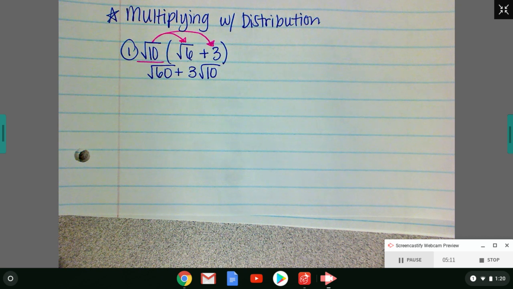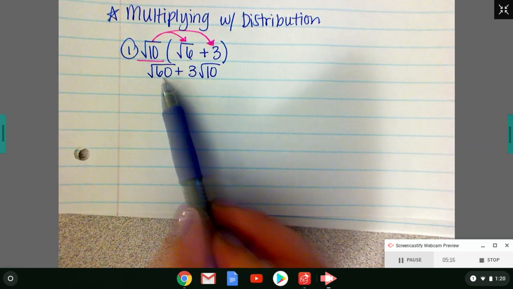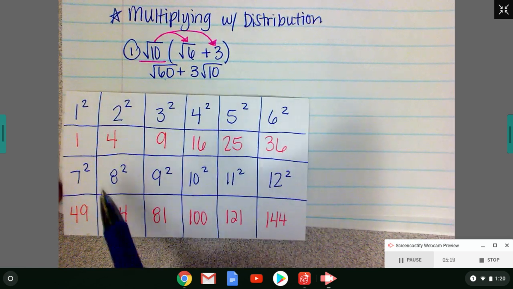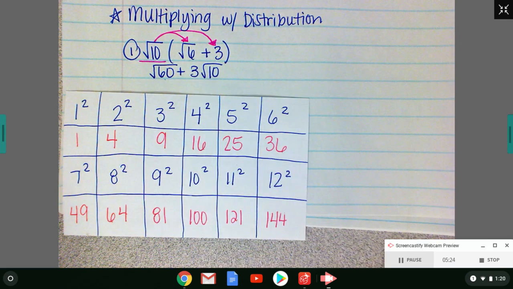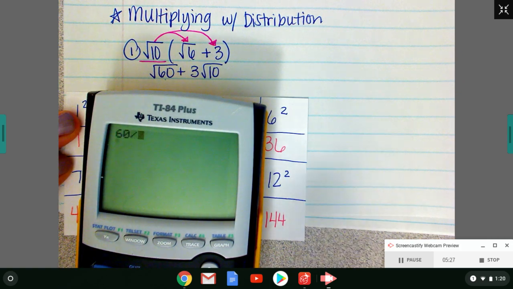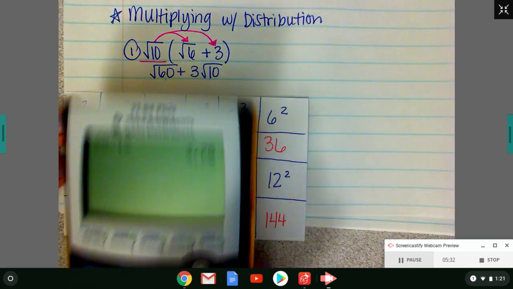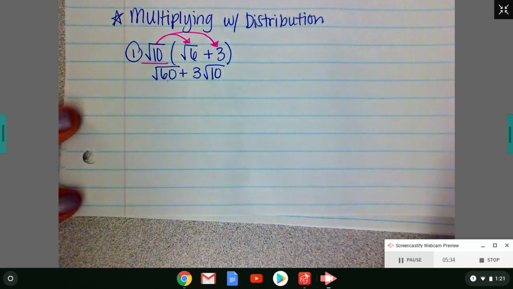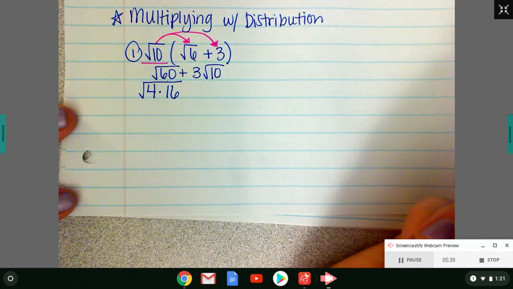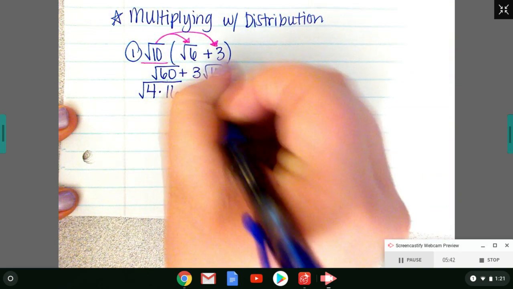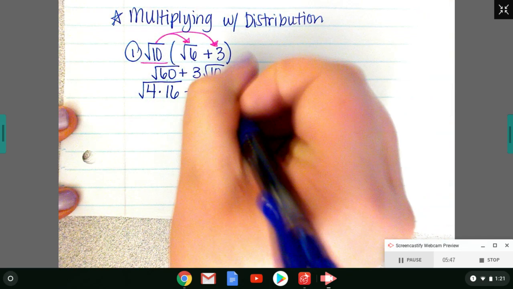The last thing to check is if anything can get simplified. Let's look at our 60 and see if anything perfect fits into it. Let's kind of think through our list. 49, too big. 36, too big. 25 doesn't fit. 16, does 16 fit? Let's check. Nope, 16 doesn't fit. 9 doesn't fit. 4, oh yeah, 4 will fit. 4 times 15. So let's make this root 60 be 4 times 15. And then the 10 we can't do anything with because there's no perfect square that fits into it.